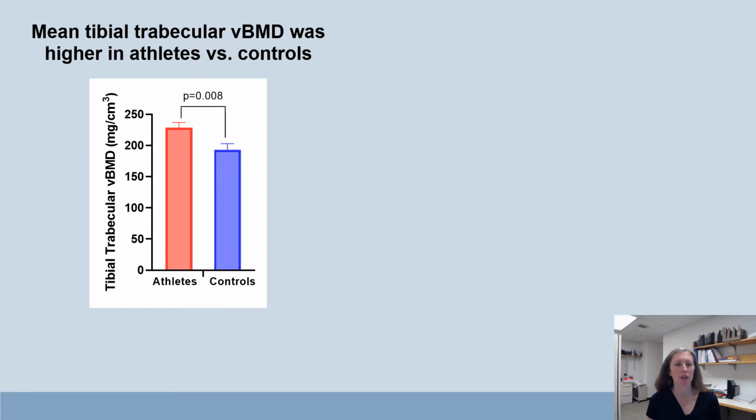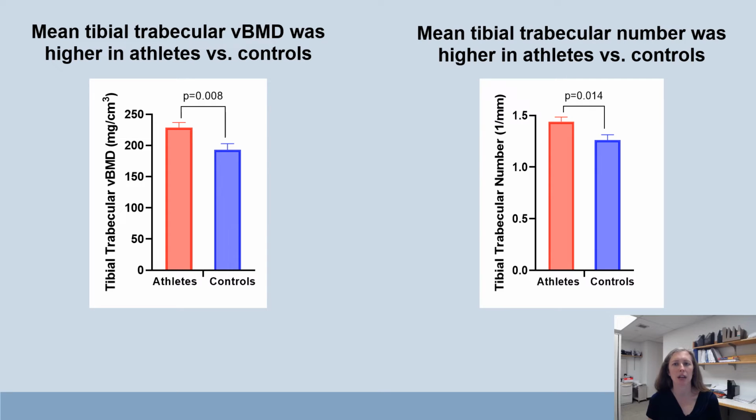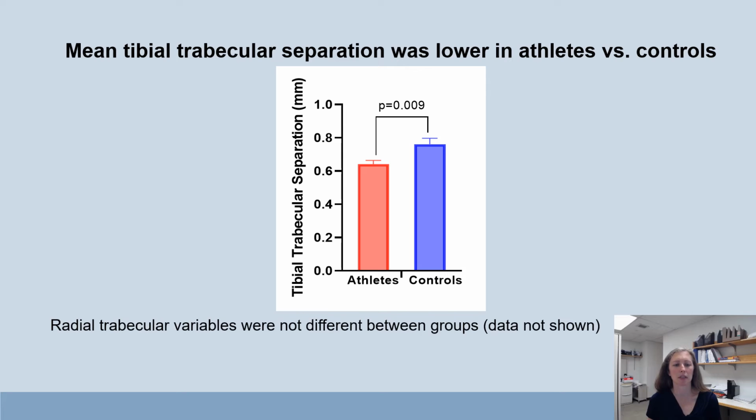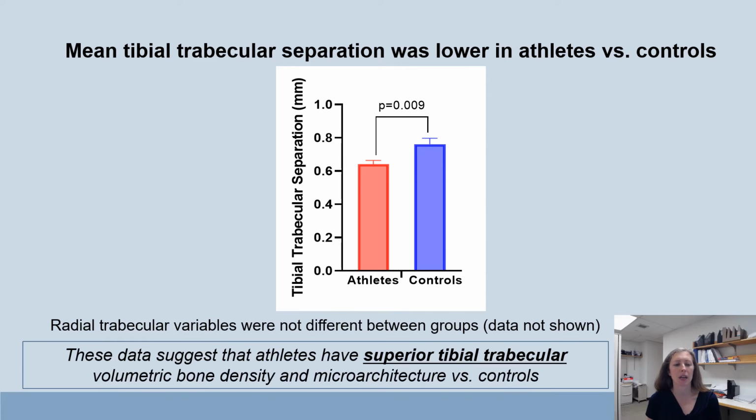Now turning to trabecular variables, mean tibial trabecular volumetric BMD was higher in athletes than controls, as was mean tibial trabecular number. In addition, mean tibial trabecular separation was lower in athletes than controls, and radial trabecular variables were not different between groups. These data suggest that athletes have superior tibial trabecular volumetric BMD and microarchitecture compared to controls.